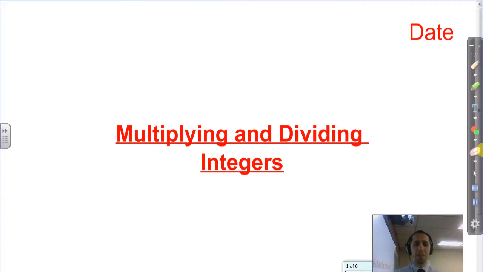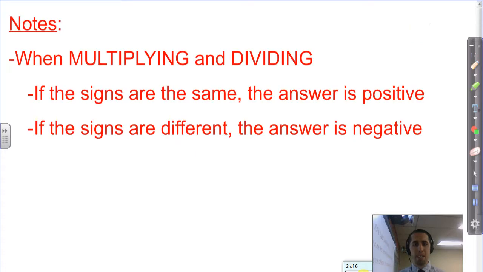So here we go. Today we're talking about multiplying and dividing integers. Please start off your note sheet. Put the date at the top.